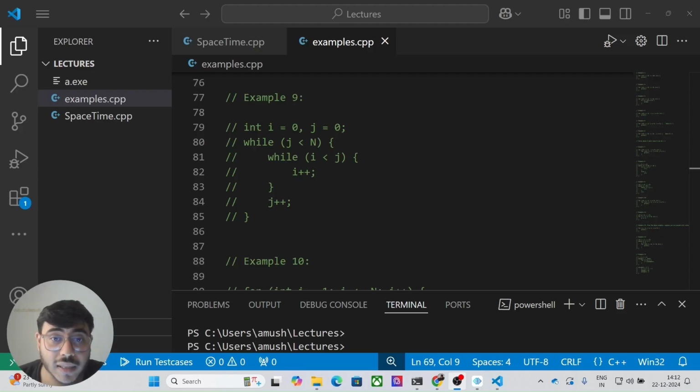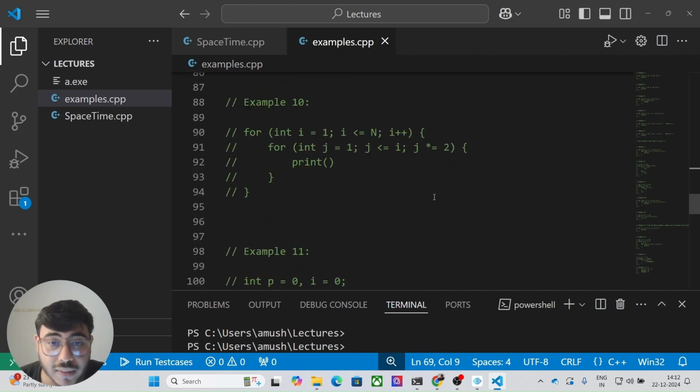Then we go to example number 10. So what is example number 10? i equal to 1, i less than or equal to n, and i plus plus, then j equal to 1, j less than or equal to i, and j equal to j into 2. I want everyone to pause the video for some time and try to calculate the runtime for this piece of code on your own.